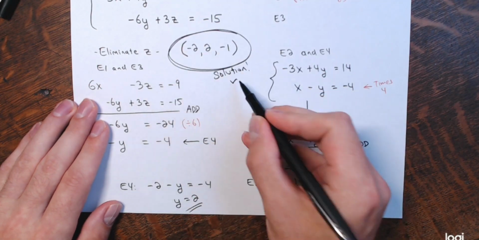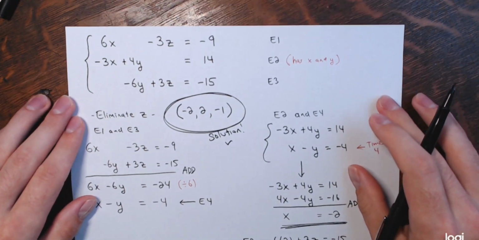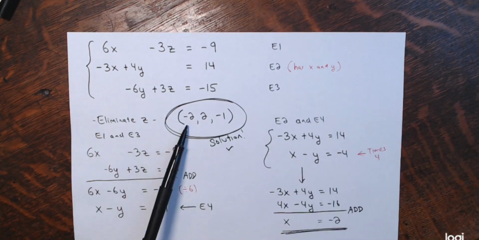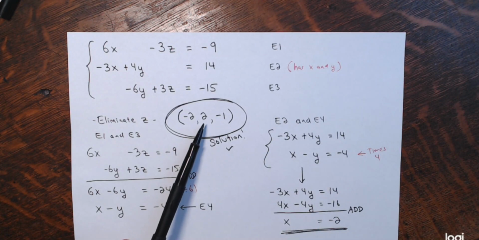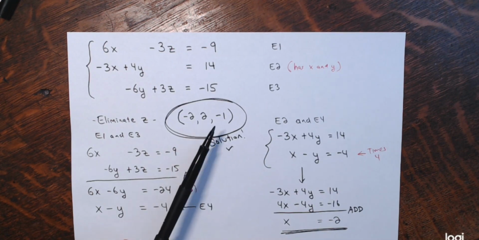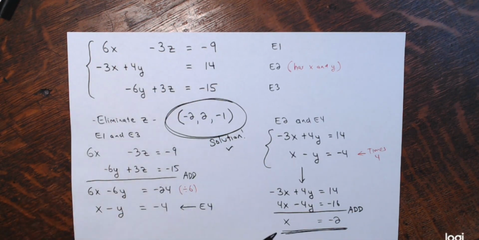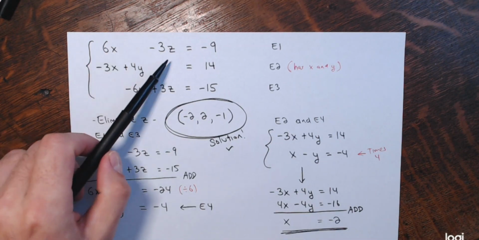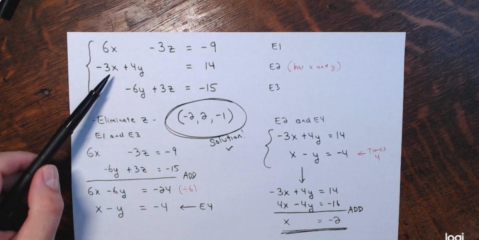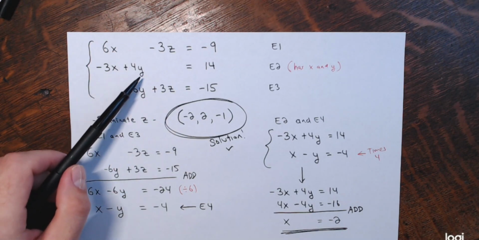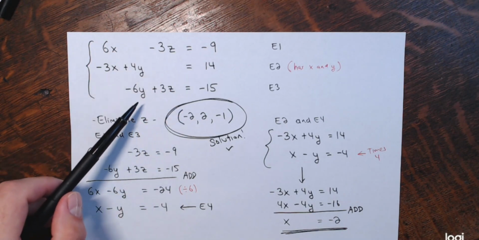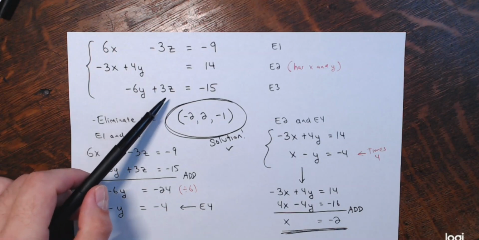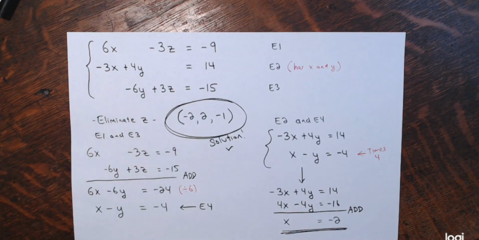Don't forget to check it though. Let's check it out. So replace x with negative 2, y with positive 2, and z with negative 1, and see that all three equations are true. Let's see, we'd have negative 12 plus 3 is negative 9, that's true. We'd have 6 plus 8 is 14, that's true. Negative 12 plus negative 3 is negative 15, that's true. All three equations are made true by these values.